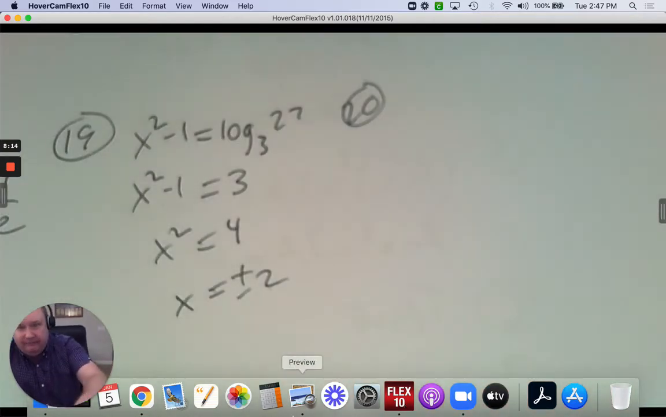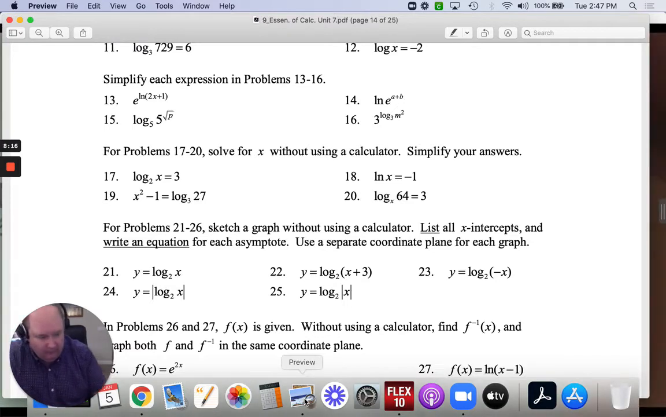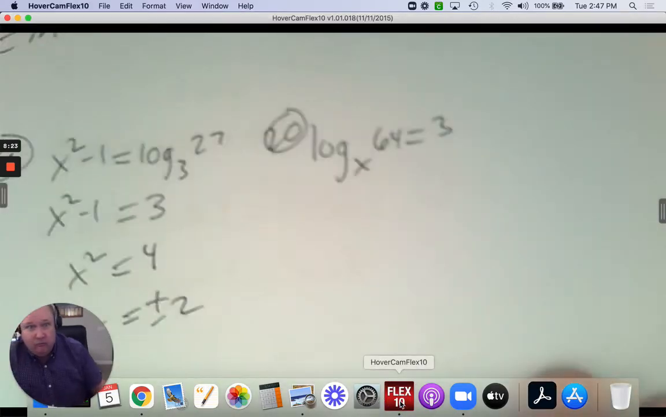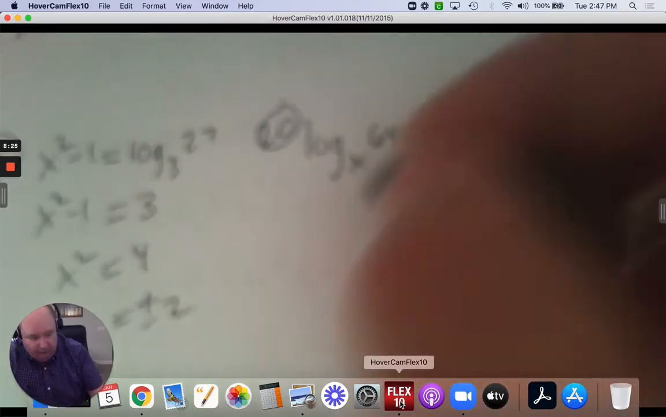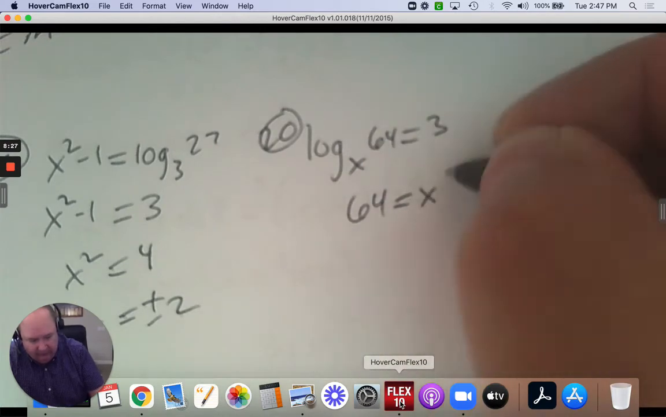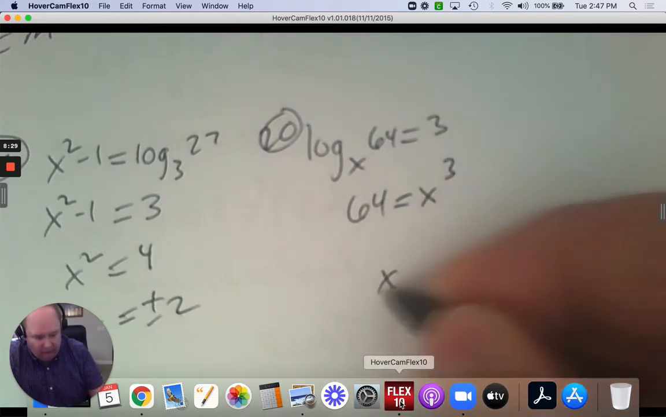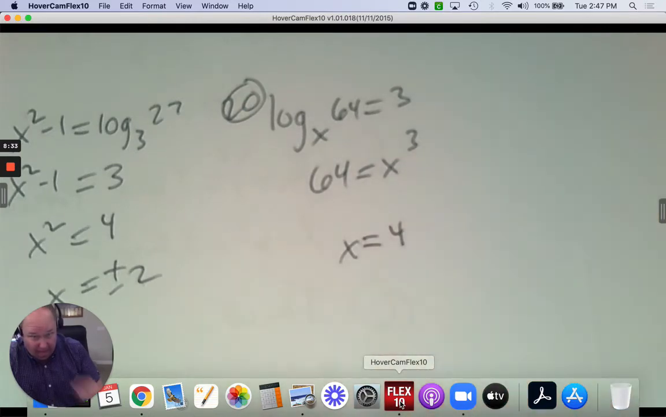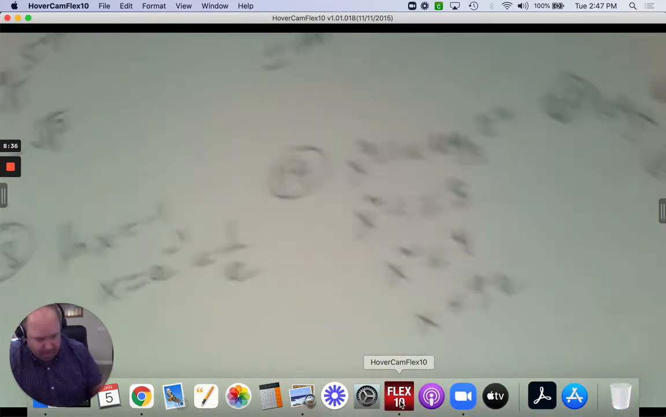Number 20. Again, I want to solve for x here. So I'm going to write this exponentially. So the answer is 64. The base is x, and the exponent is 3. The answer there is +4, because 4 to the exponent 3 is 64. Number 21.